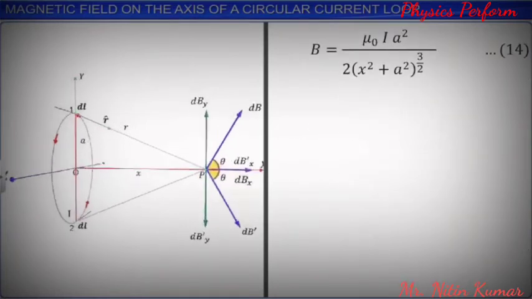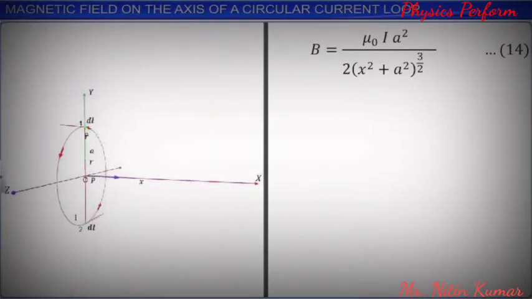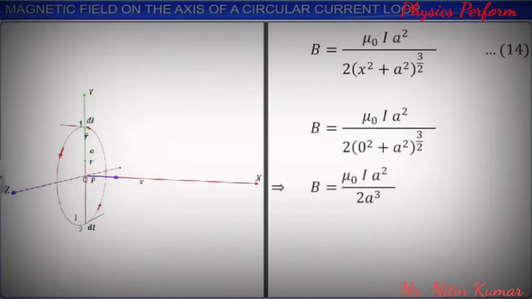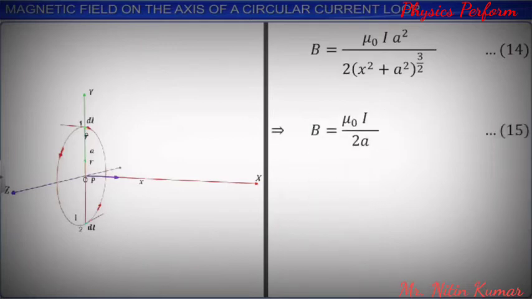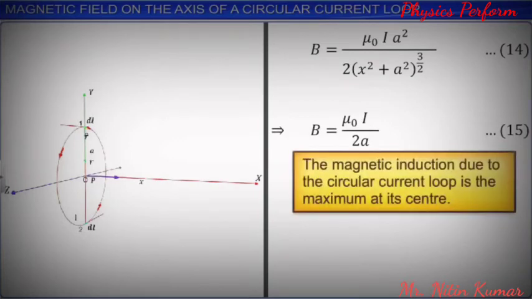If we consider the point at the center of the circular loop, then the value of x becomes 0. Substituting x equal to 0 in equation 14 and simplifying further, we get the magnitude of the magnetic induction at the center of the loop as B is equal to mu naught I by 2A. Let this be equation 15. Thus, the magnetic induction due to the circular current loop is the maximum at its center.